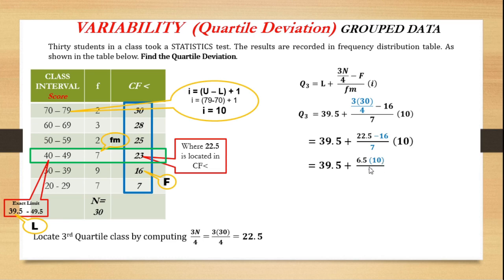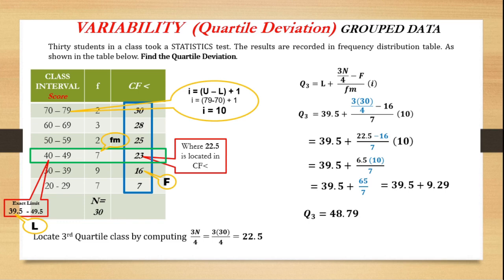Then we have to simplify this one first. 6.5 times 10 gives us 65. Then we have to divide now 65 by 7. So that gives us 9.29. So after that, we have to add 9.29 to 39.5. So our third quartile is 48.79.